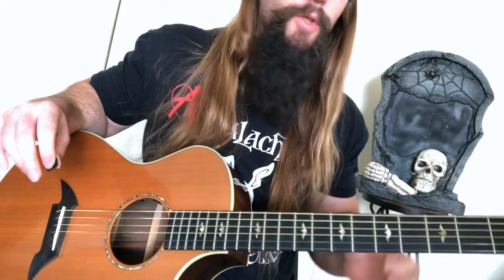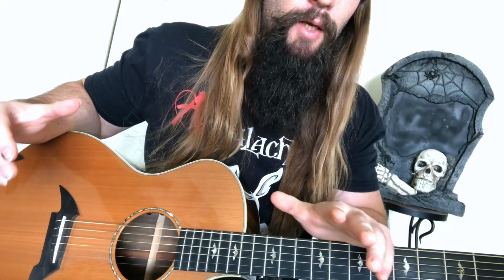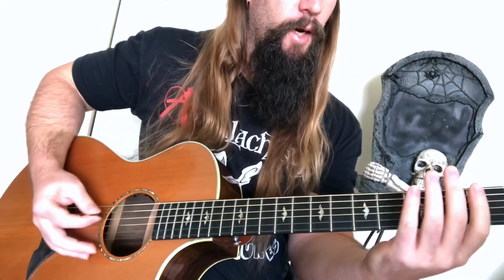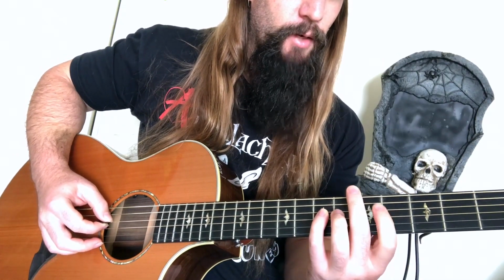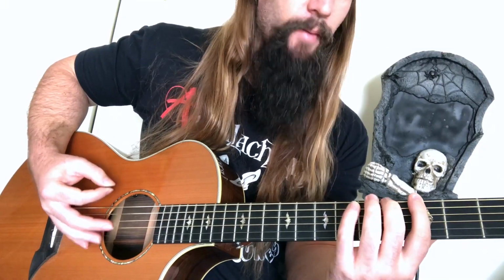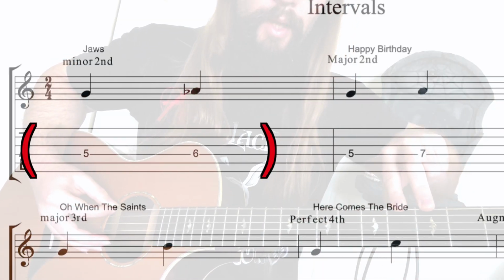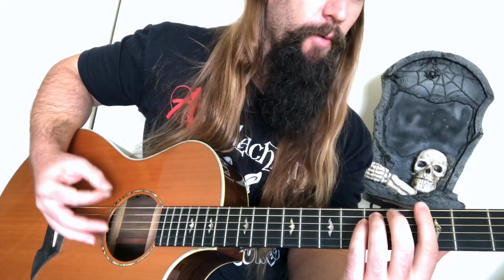These are all intervals. So what we can do is you start by associating each interval with a popular song. So for instance, the first interval we're going to look at is a minor second, and that's going to be G to A flat, or the smallest interval you can play, right? It's just two frets right next to each other, and that's the Jaws sound.